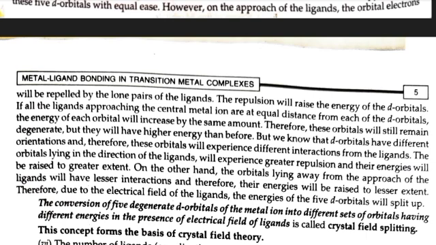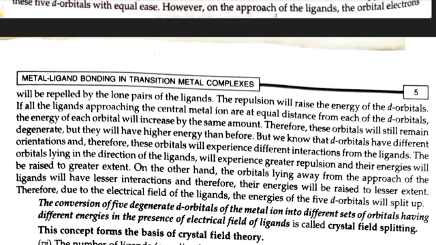The repulsion will raise the energy of the d orbitals. If all the ligands approaching the central metal ion are at equal distance from each of the d orbitals, the energy of each d orbital will increase by the same amount. Therefore, these orbitals will still remain degenerate, but they will have higher energy than before.